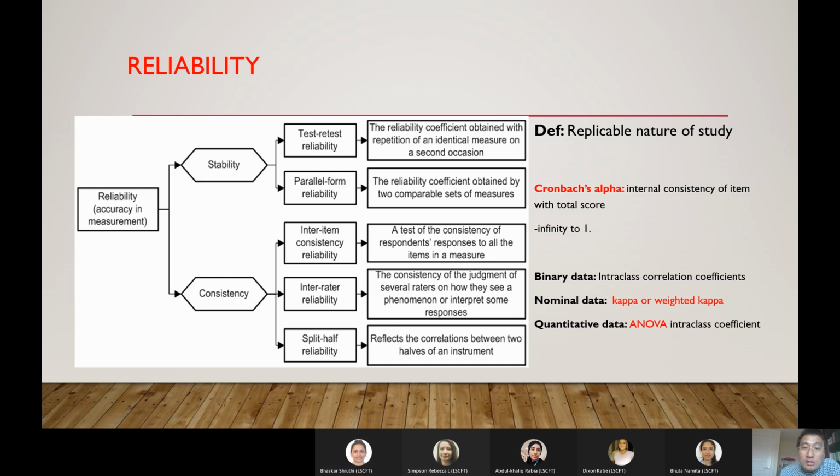To measure the internal consistency of reliability, they will ask which statistical method is used. The answer is always Cronbach's alpha, and they will ask the range. The range is minus infinity to 1. There's no method to it, but just mark this one in the MCQ. This one I'm going to cover next week because it deals with biostats.